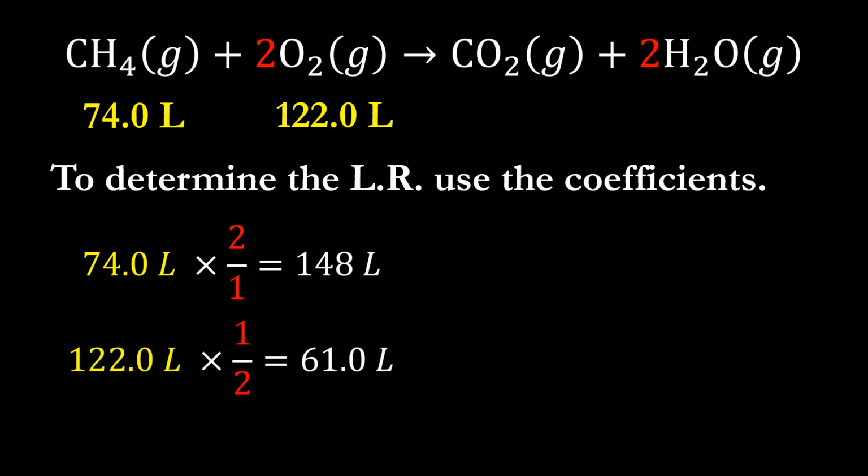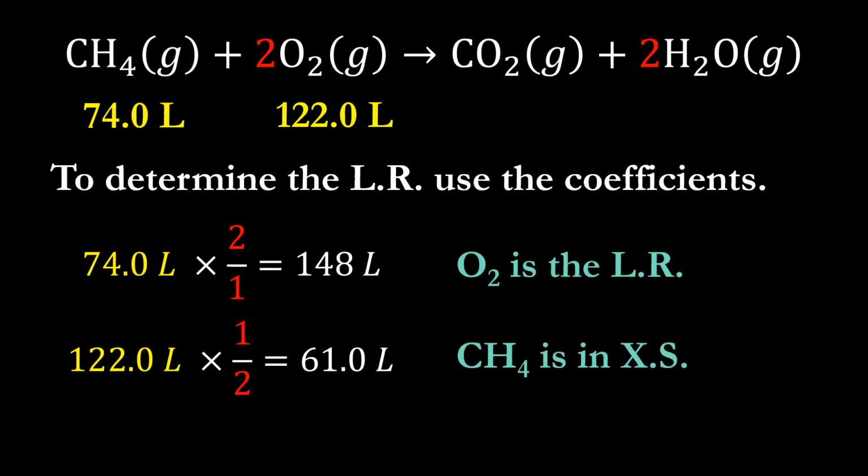If we do it the other way, we can see if we have 122 liters of oxygen, how much methane gas is it going to require? Well, we can multiply by the ratio of the coefficients, and that tells us that it requires 61 liters, and we have more than enough there. So what that tells us is that oxygen is the limiting reagent and the methane is in excess.